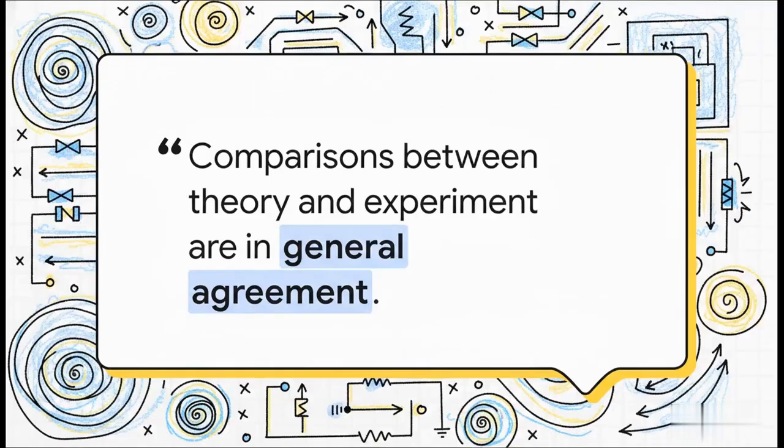Of course, being scientists, they put it a little more modestly. They said the comparisons were in general agreement. That's some serious scientific understatement right there. Because what this really was, was the moment they proved, without a doubt, that this simple little circuit could be turned into a reliable chaos generator.